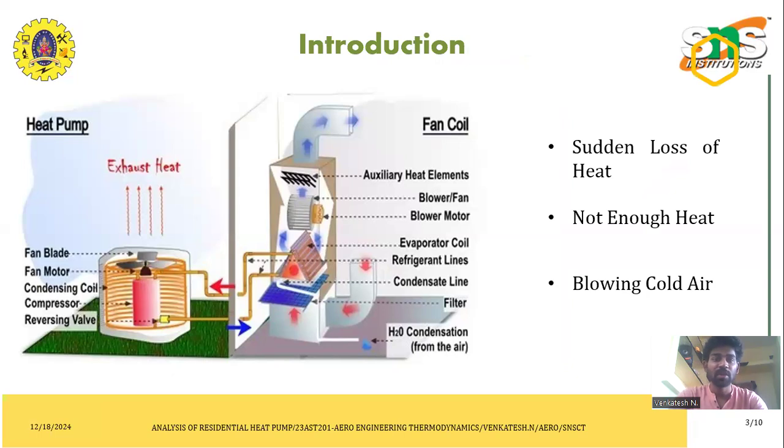This is the introduction to the heat pump, with components such as the fan blade, fan motor, condensing coil, compressor, reversing valve, and the fan coil. It also has auxiliary heat elements, blower fan and blower motor, evaporator coil, refrigerant lines, condensate line, and filter, and water condenses from the air. After combining all these components, the heat pump can have some amount of heat loss, not enough to heat, and blow cold air.